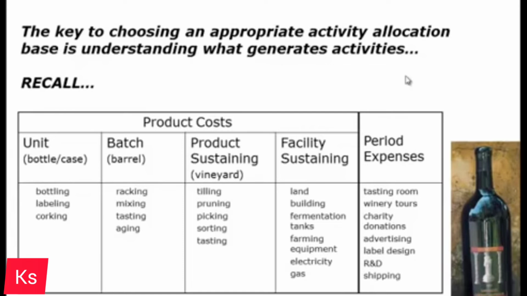Finally, on the very far right, I had put period expenses. Those are not even product costs at all. Those are SG&A costs. Those are costs that are actually expensed as soon as they are incurred. So the four types of costs on the left, the unit, the batch, product sustaining, and facility sustaining, those are all product costs that are inventory. And I grouped them here to reflect what drives those costs. Are they driven at the unit level, the batch level, product sustaining, or facility sustaining?